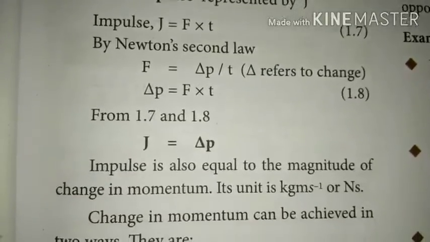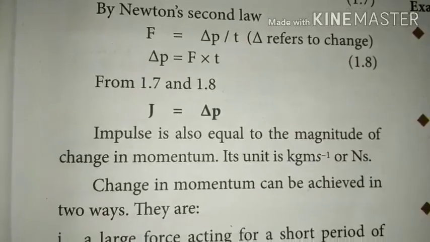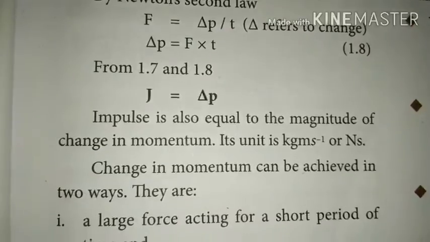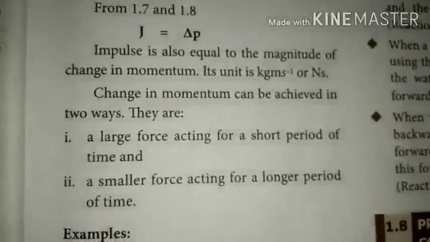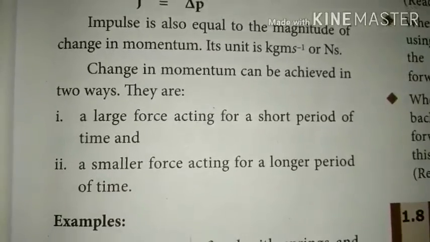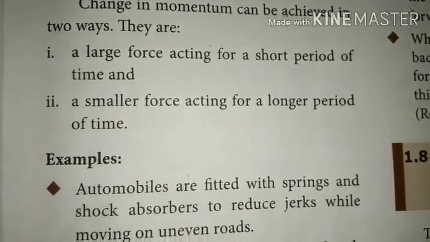By applying Newton's second law, F is equal to delta p by t. Delta refers to change. Delta p is equal to F into t. So we can change the equations: J is equal to delta p. So impulse, its unit is kilogram meter per second or Newton second.